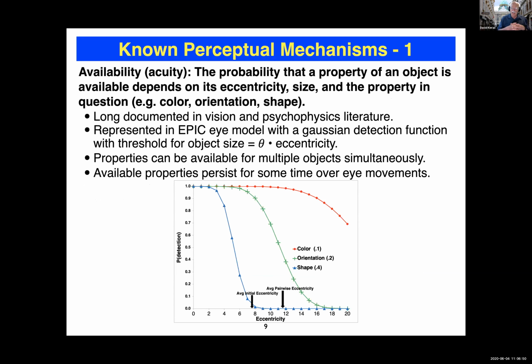Let's get into the mechanisms that we're going to start with. There are known perceptual mechanisms of visual availability or acuity. The probability that you could see, for example, the shape of an object depends on its eccentricity from the fovea, the size of the object, and the property in question, like the color, orientation, or shape. This has been around for well over a century. Here's a psychophysical way to represent it with an availability parameter theta, and that gives us a set of curves that look like this. These are example values for color, orientation, and shape to go with those tasks.